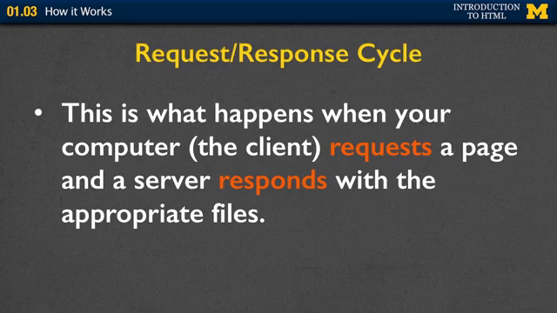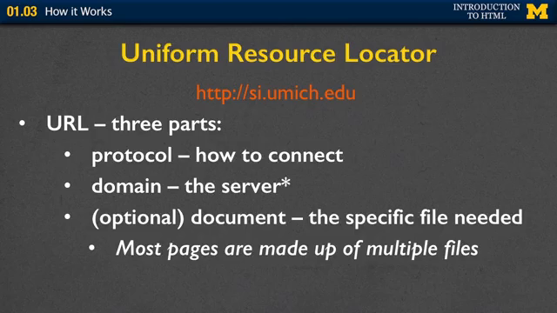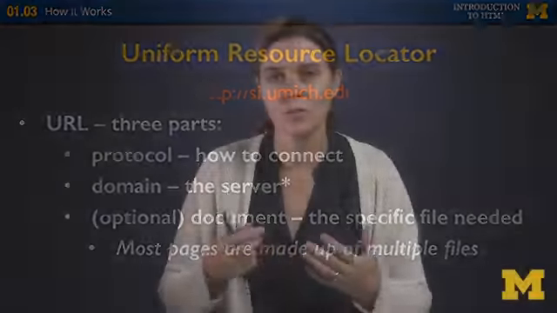So now we get back to that question of what happens when you type something into the URL. What you're doing is that you, the client, are requesting a web page, and the server needs to respond with the appropriate files. So when you type something in, this is called the URL. And every URL has 3 parts. The protocol, how you want to connect, the domain, which is the server, and then optionally you can include the document. So even though you're typing in one URL, one of the things to realize is that usually you're actually requesting lots and lots of files all at once.